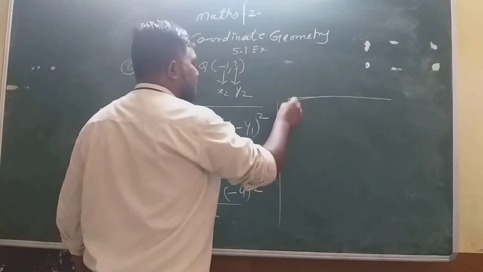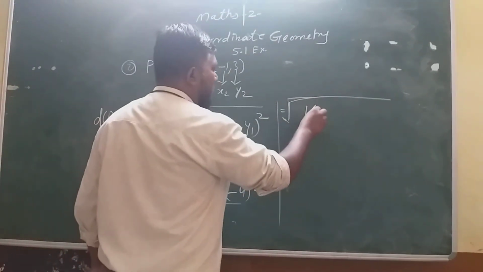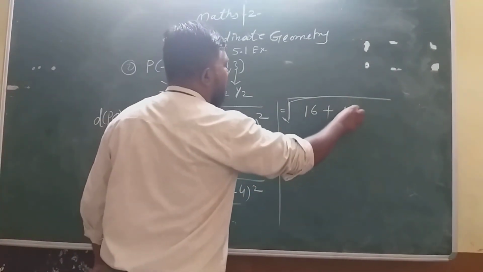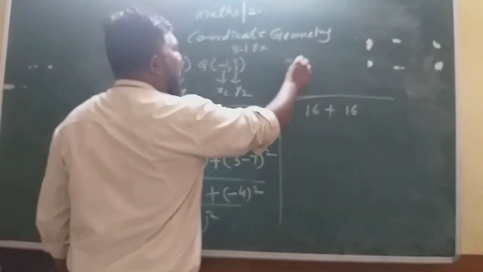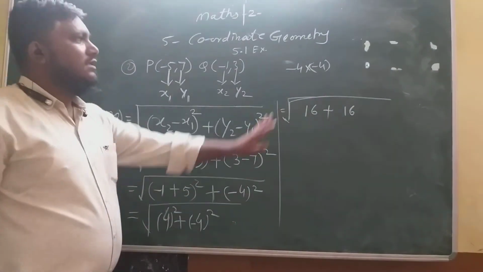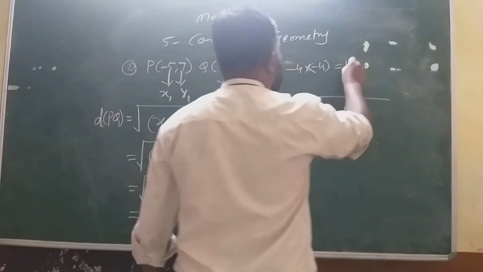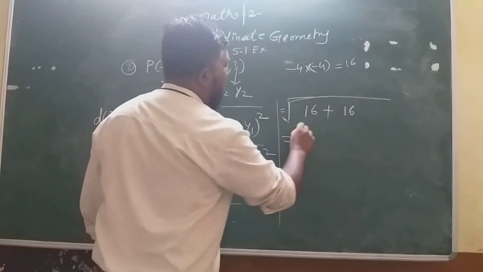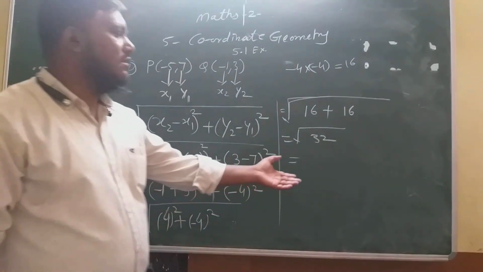Now here plus 4 square is what? 16. Plus minus 4 square is also 16. A minus number's square is also 16. Minus 4 into minus 4. When both the numbers are negative, the answer is coming positive while doing multiplication. Keep in your mind. Now it will become 32, and 32 is not a perfect square.